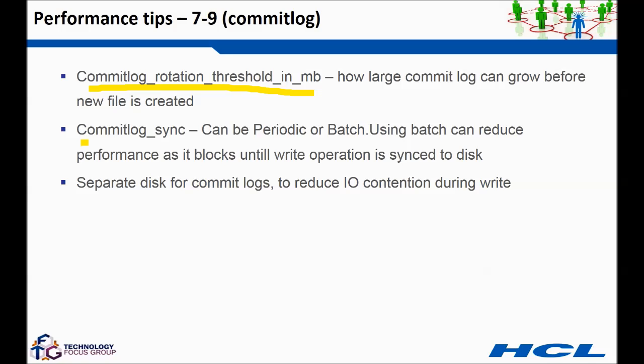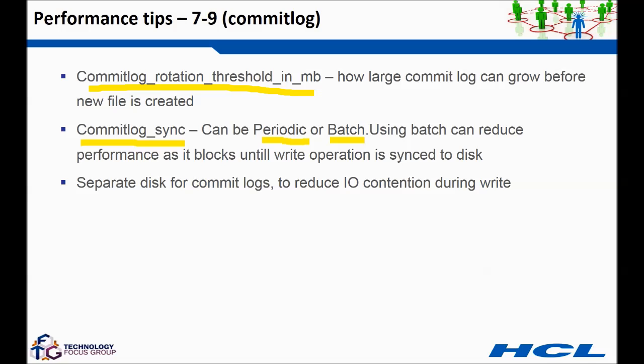And then there is a property called commit log sync. It can be periodic or batch. If you set it as batch, it can reduce your performance because it will block until the write operation is synced to the disk. By default it's periodic, and in most of the scenarios periodic should work just fine, because batch can have a drastic impact on performance. It can degrade your performance, so generally the default setting would work fine, but this is one of the options you can tune. If you use batch, there are certain more parameters you need to define, like batch size and batch intervals. But prefer to go with periodic only, unless there is some absolute requirement where you need to use batch.